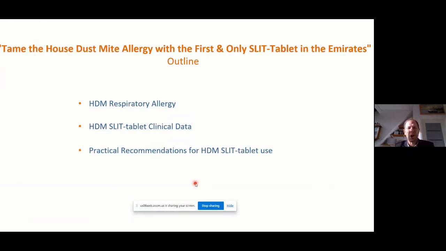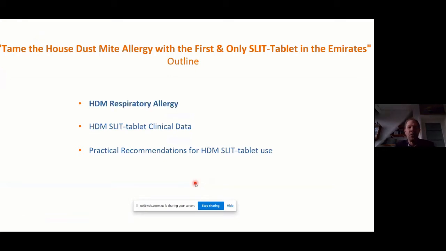These are the three topics I want to speak about. The first is some general aspects about house dust mite respiratory allergy. Then I want to show you some clinical data of a house dust mite SLIT tablet for immunotherapy. And then, of course, I also want to give you some practical recommendations for the use of this tablet.